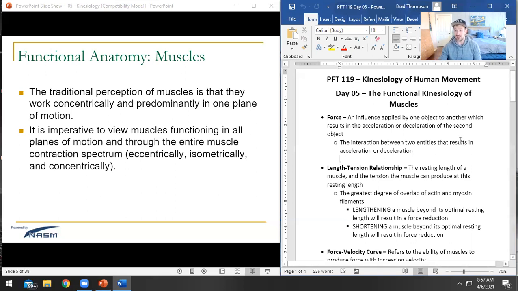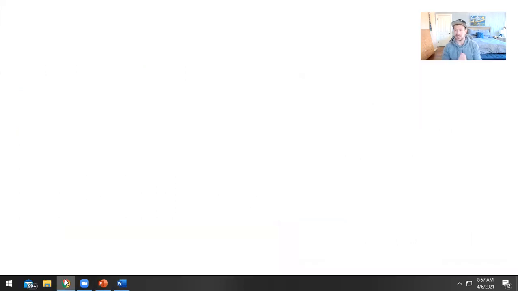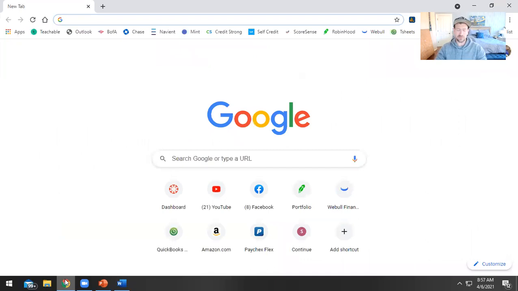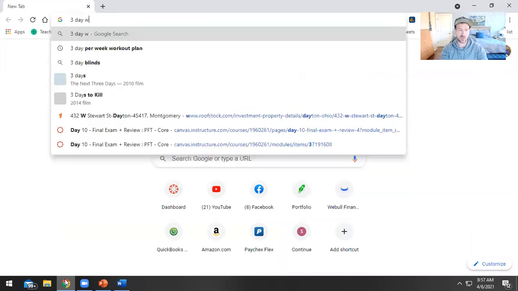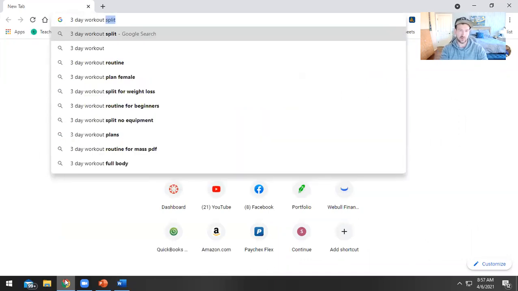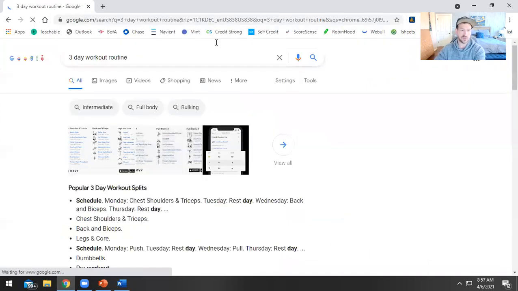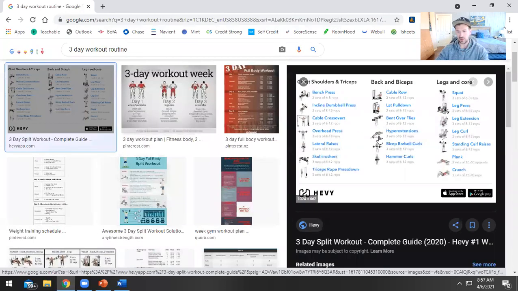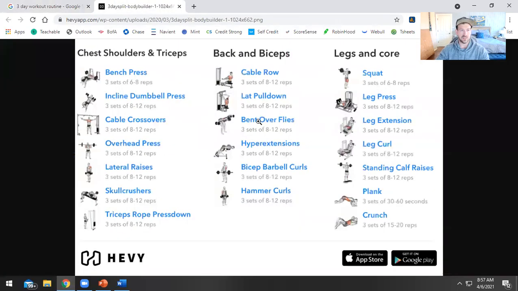Most of our clients pick very sagittal plane movements. Let's take a look at this. I'm just going to pick up a 3-day workout routine. We're going to look at the first 3-day workout routine we got. Click this very first image here, and we'll take a look.